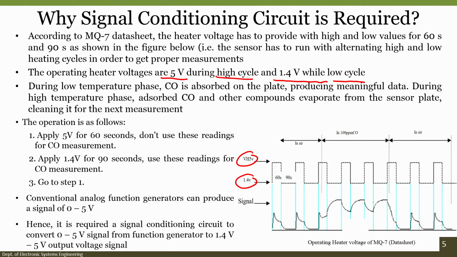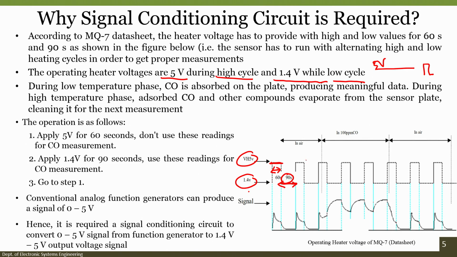So, the pulse here has a certain duty cycle. It is not a constant voltage, say 5 volts, given as input to the sensor. The pulse width varies. The high phase has to last 60 seconds at 5 volts, and once the pulse falls, it has to remain at 1.4 volts for 90 seconds.